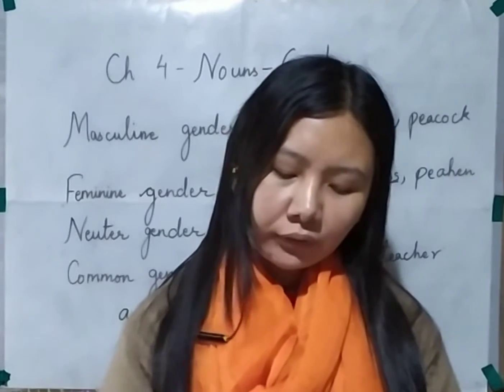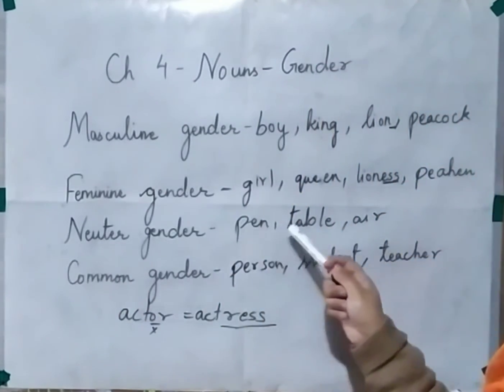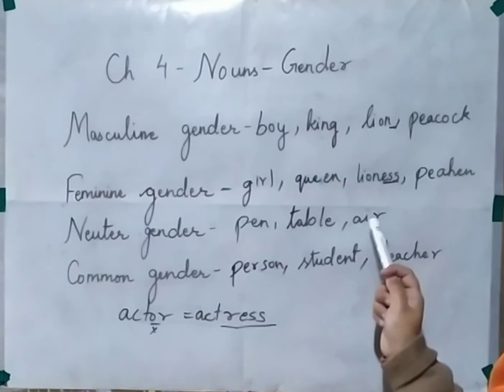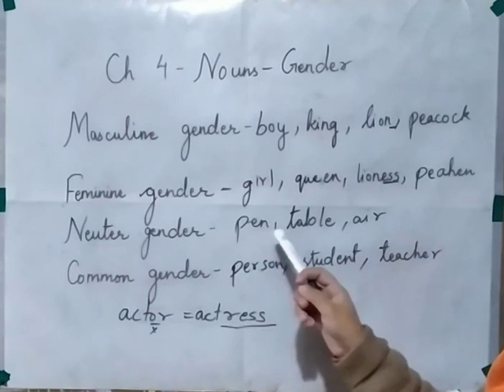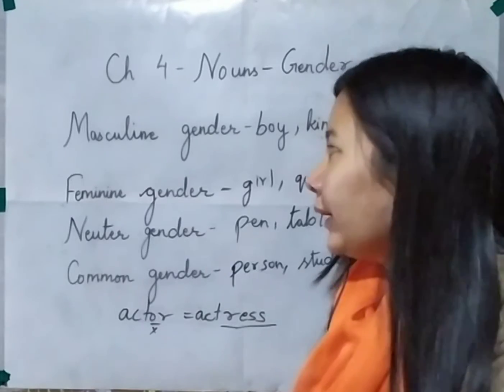So if there is a noun that refers to the name of what? A non-living thing. A noun that refers to the name of a non-living thing is called what? It's called a neuter gender. So let's see the examples of neuter gender. Nouns like pen, table, air are examples of neuter gender because they are names of non-living things. They are not living things. You need to keep this in mind.